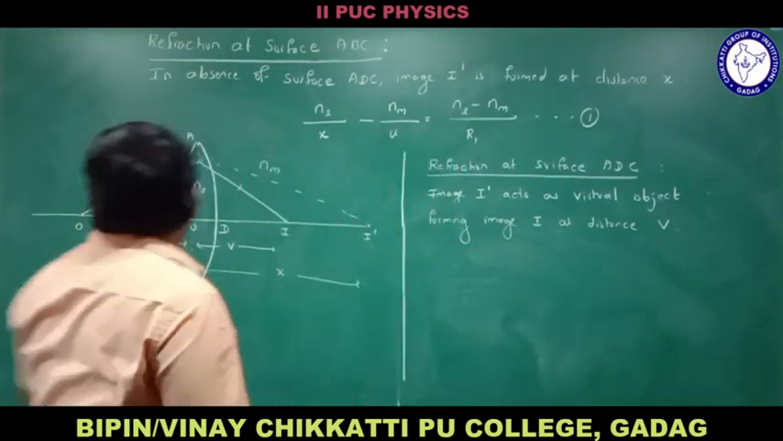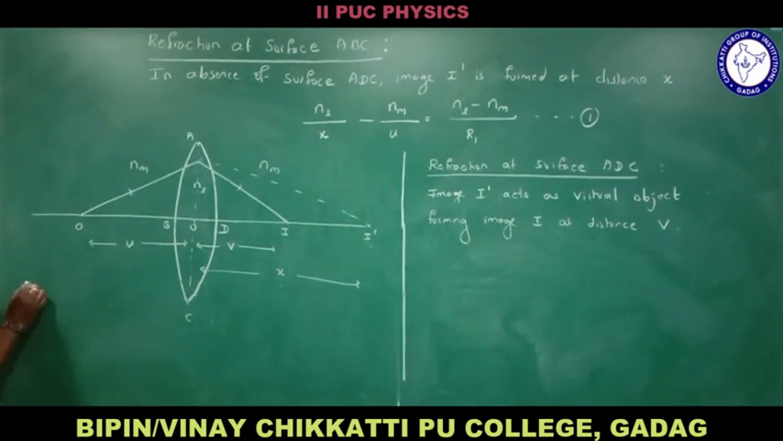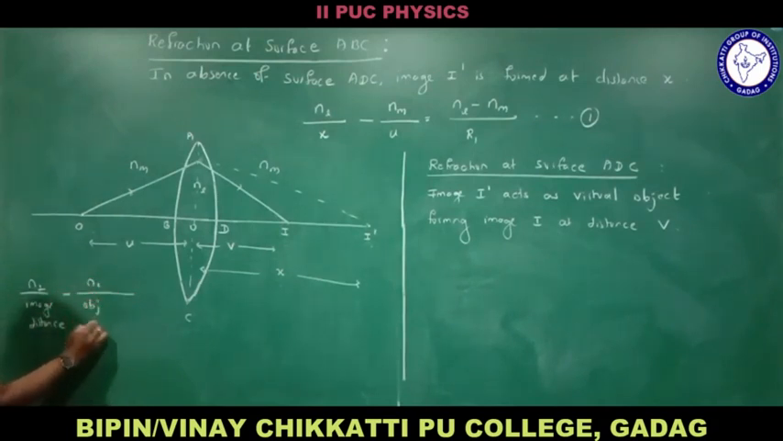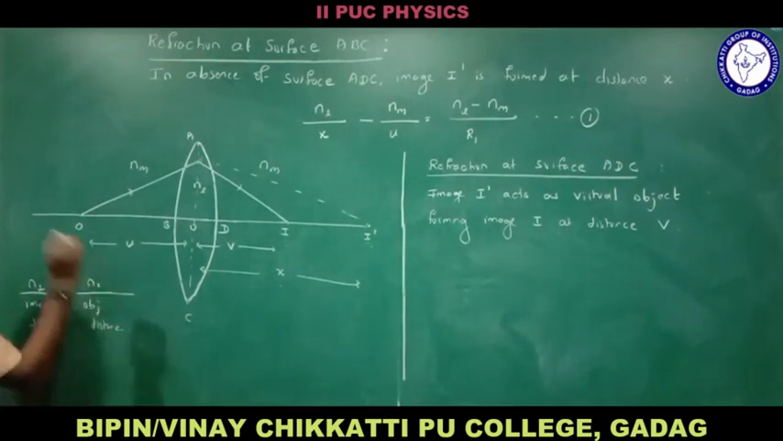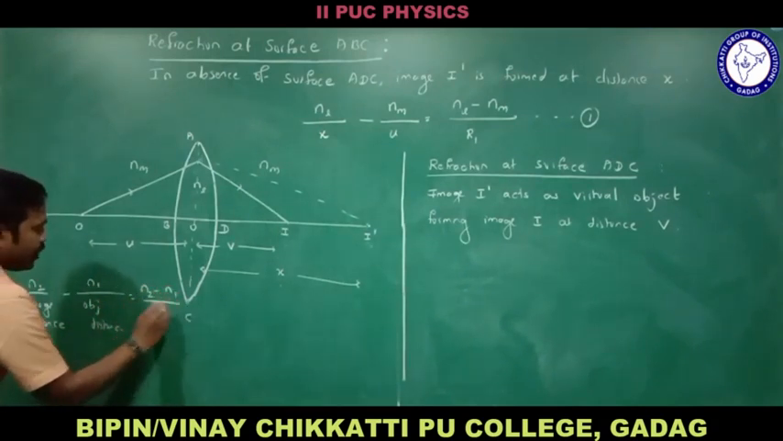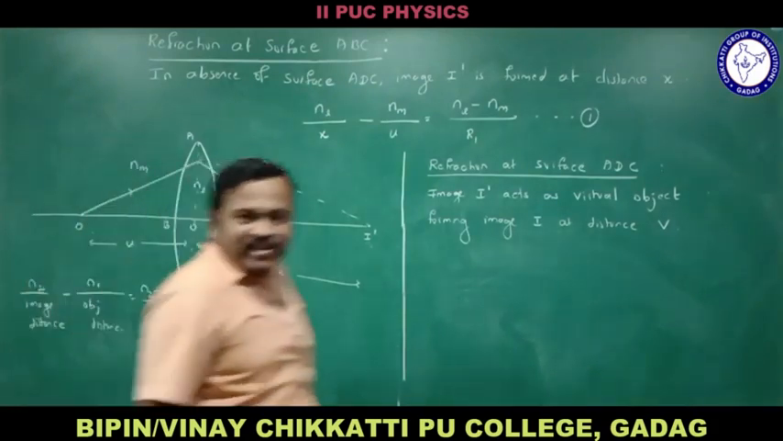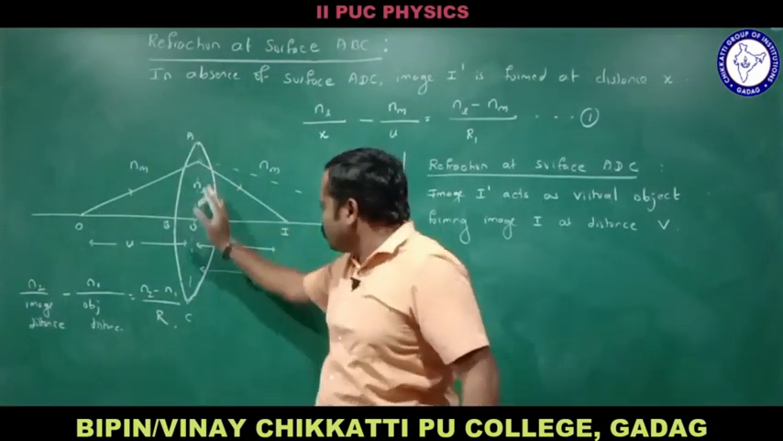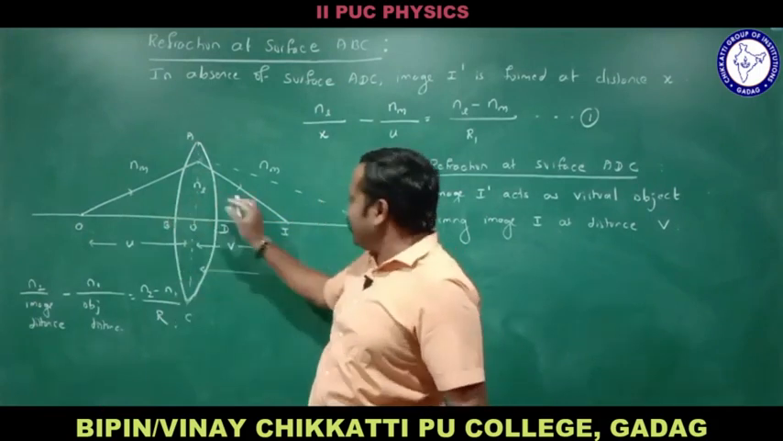Now we have the formula. Let me write here: N2 by image distance minus N1 by object distance is equal to N2 minus N1 divided by R. Now let me use that formula. I am speaking about the second refracting surface. This is N1 and this is N2. What is N2?